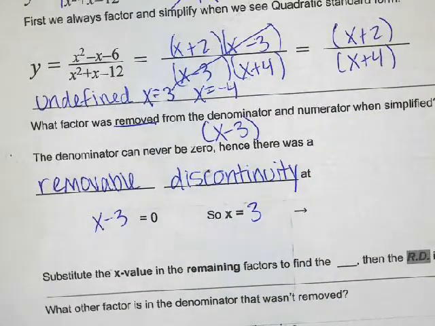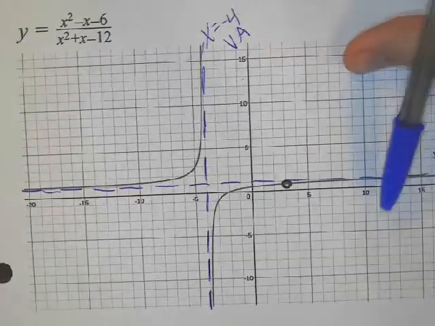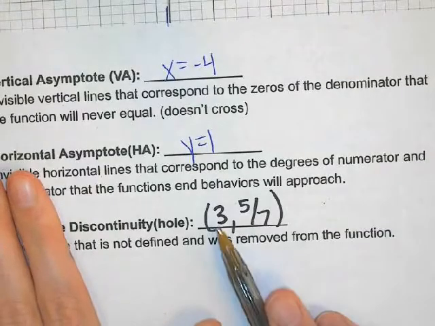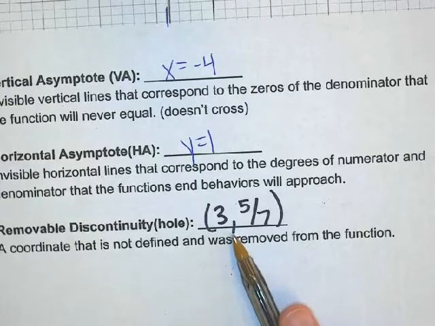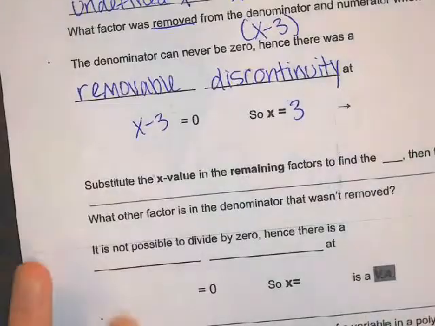But hold on, Mistress Mala, because a removable discontinuity is a hole. It's a point. It can't just be an equation. Well, on the front side, I even gave you a point. I told you it was (3, 5/7). Well, what part of this coordinate did we find? We found the x value. What's still missing? The y value. So how do I find it?